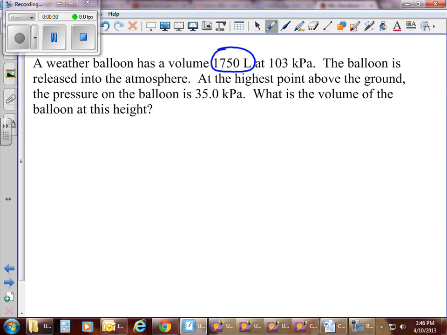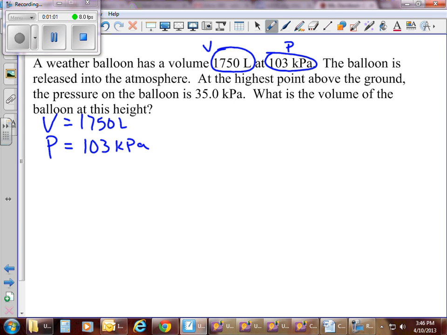All right, so as we read it, a weather balloon has a volume of 1,750 liters. Okay, so this is volume. All right, at 103 kPa. So this is considered pressure. All right, so right now we have volume at 1,750 liters, and we have pressure at 103 kPa.